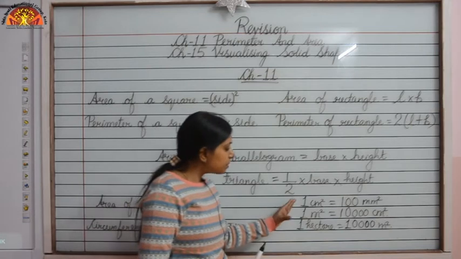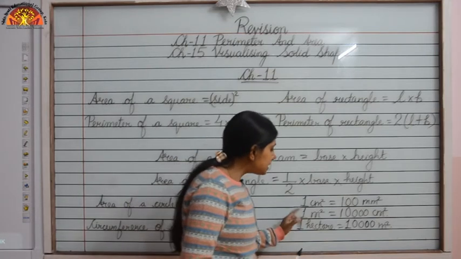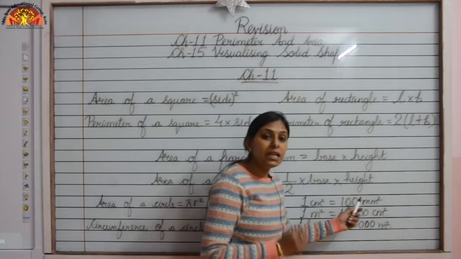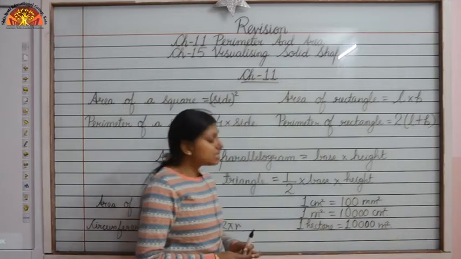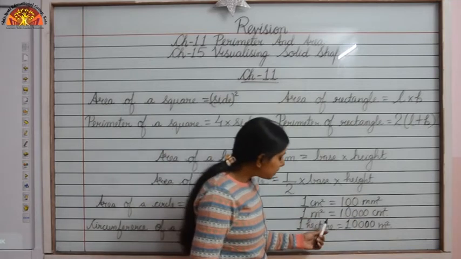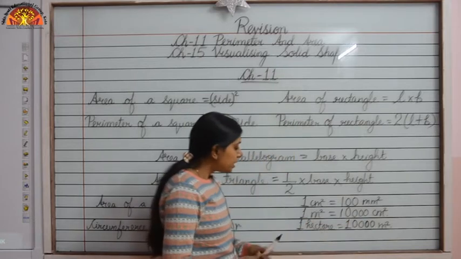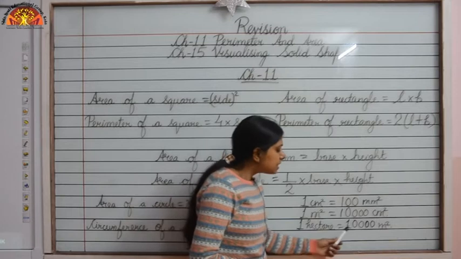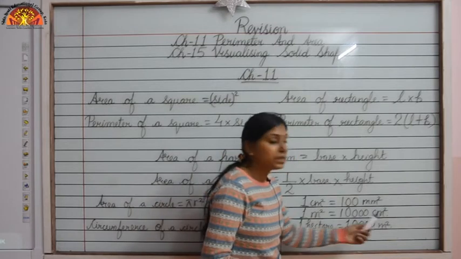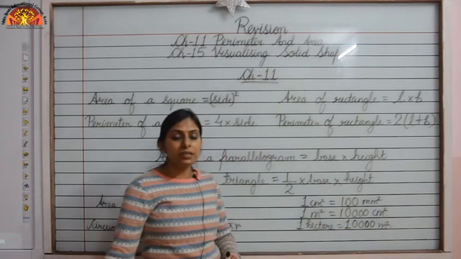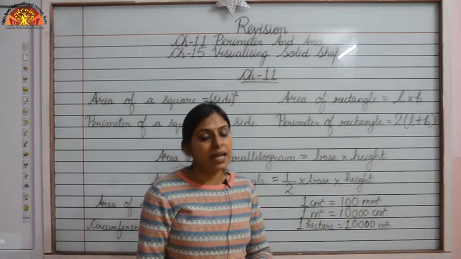Now children, there are some conversion units, that is 1 centimeter square is equal to 100 millimeter square. 1 meter square is equal to 10,000 centimeter square, and 1 hectare is equal to 10,000 meter square. Okay children? Now children, we'll start with the exercise.